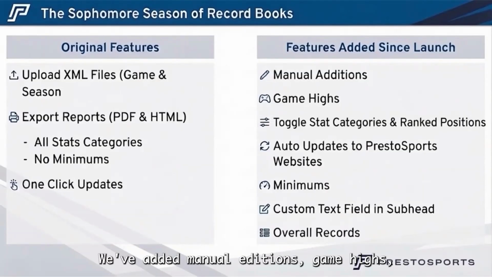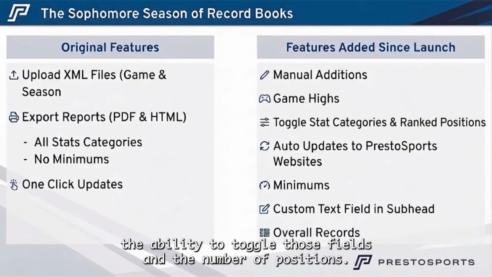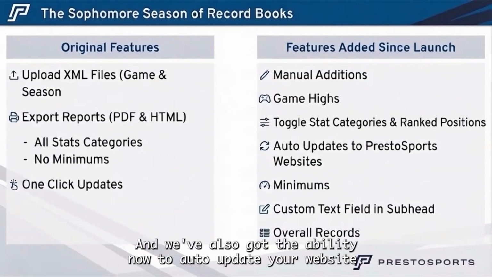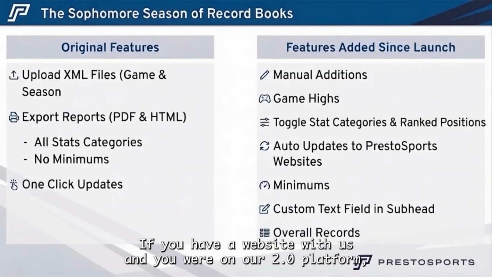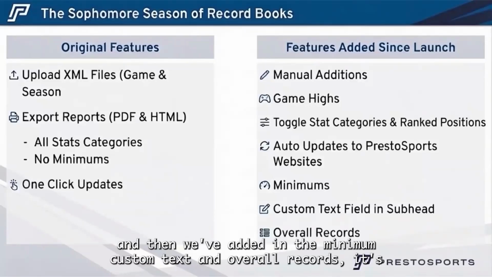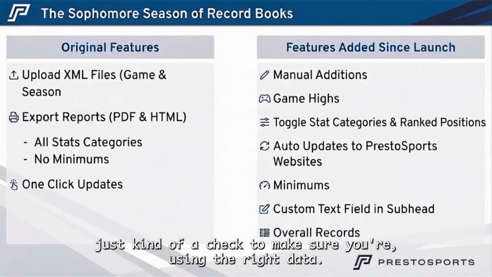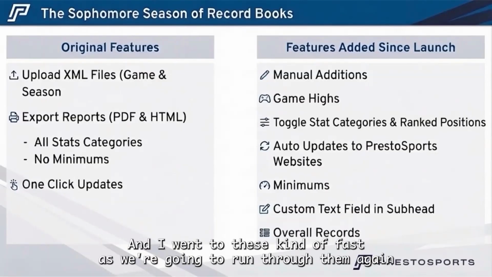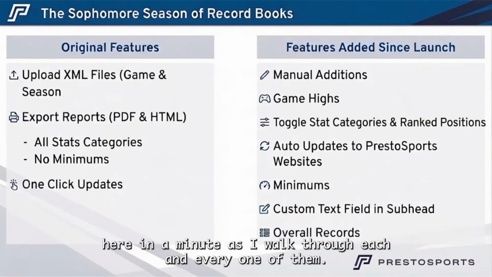We've added manual additions, game highs, the ability to toggle those fields and the number of positions. We've also got the ability now to auto update your website if you have a website with us and you're on our 2.0 platform. And then we've added in the minimums, custom text, and overall records. It's just kind of a check to make sure you're using the right data. I went through these kind of fast because we're going to run through them again in a minute as I walk through each and every one of them.